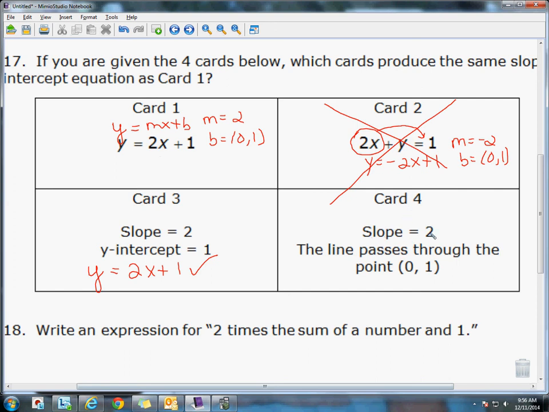Card number 4 gives me a slope of 2, and the line passes through the point 0, 1. Well, if you notice, anytime when x is 0, that's your y-intercept. So again, this is just telling me that my b is equal to 0, 1. So when I write my equation, y equals mx, so that's 2x plus b. My b is just 1. So that matches this equation here, so that one's correct. So the cards that produce the same slope-intercept equation as this would be card 3 and card 4.